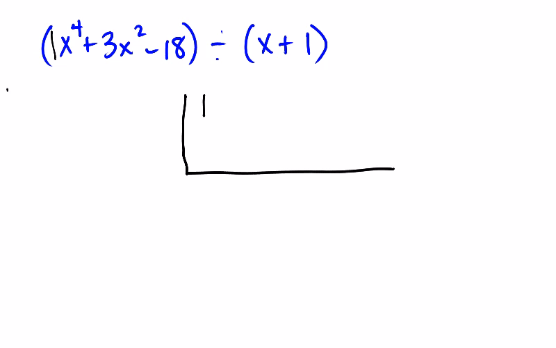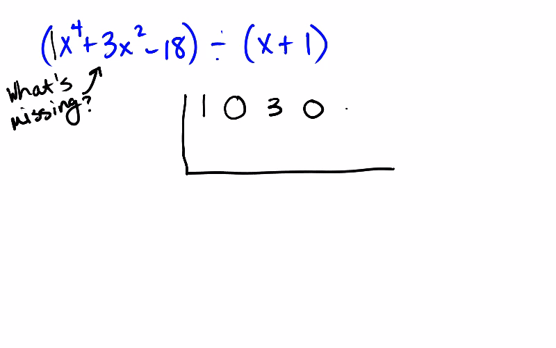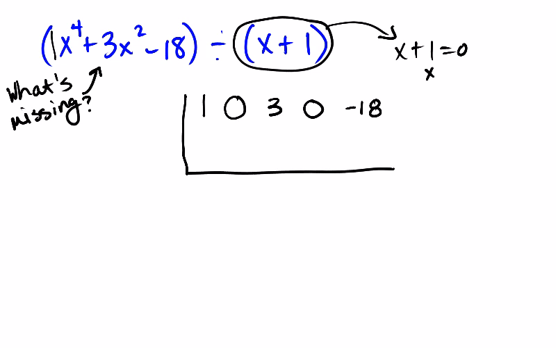So you have to ask yourself this question: what's missing? In order to go down in order, it would have to go x to the fourth, x to the third, x squared, x to the first, and then the minus 18. So we're missing an x to the third. What we do is we put a 0. So it's 1 and then 0, that'd be 0x cubed. And then 3x squared, and then we're missing an x to the first power, so it's another 0, and then a negative 18. Now that is set up on the inside, but on the outside we need to set x plus 1 equal to 0. That would be x equals negative 1, and that's what goes on the outside of the box.